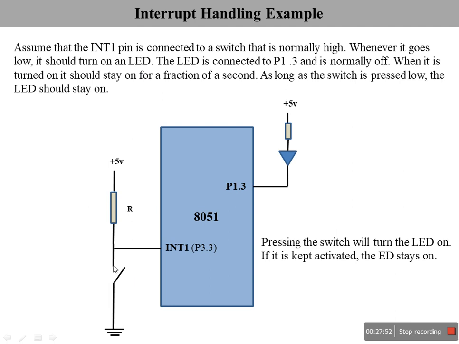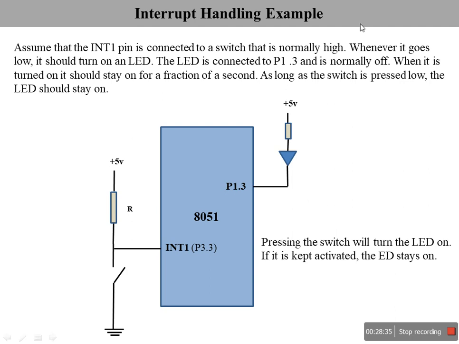Whenever the switch is pressed, the LED which is connected to P1.3 should be on. The LED is normally off because the default voltage is high on all the pins of the ports. On pressing the key, the pin carries logic 0, or low level, and the interrupt gets generated. Then this LED should be on for a predetermined amount of time.